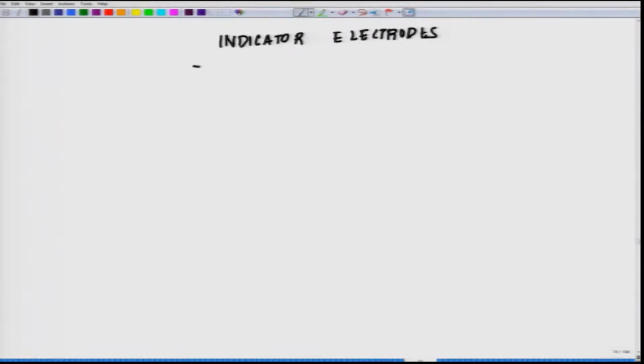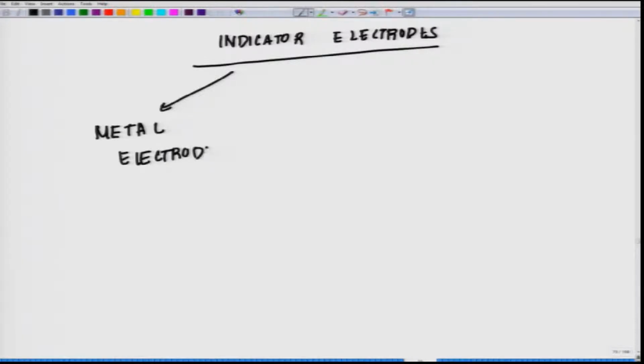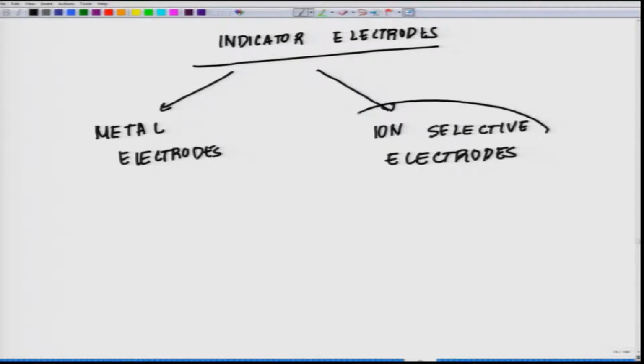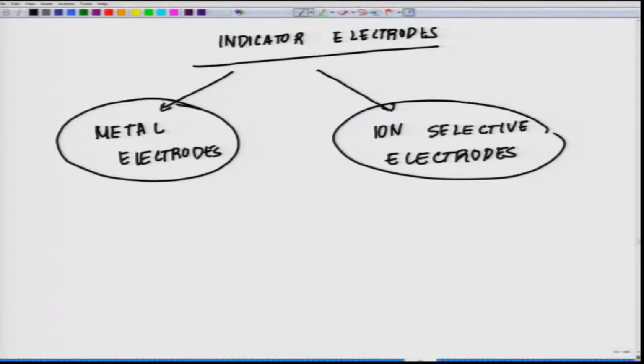Now, you will study two broad classes of indicator electrodes. One will be the metal electrodes and the other one will be the ion selective electrodes. Metal electrodes and the ion selective electrodes.